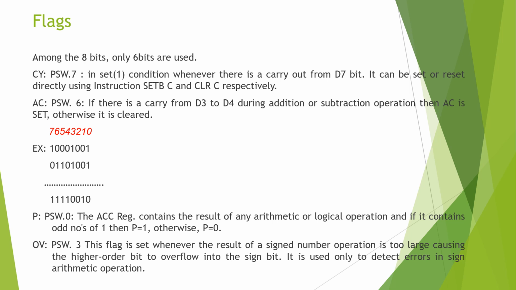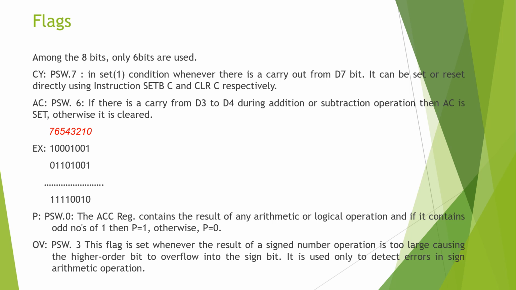So if we consider this example, the result contains 1 2 3 4 5 ones, right? That means it contains an odd number of ones. So after this addition operation, the parity flag will be in the set condition. Okay, so this is all about the parity flag. There is another important flag, that is your overflow flag. This flag is used for signed arithmetic.